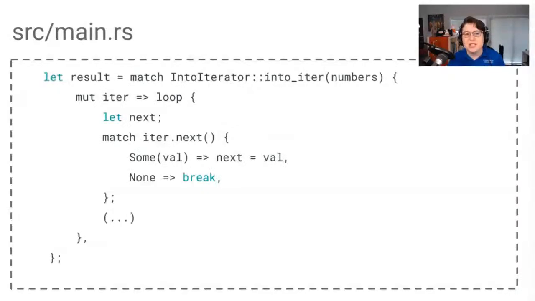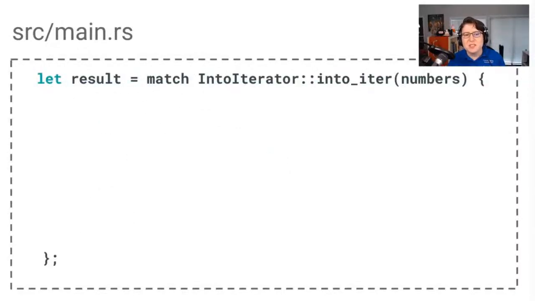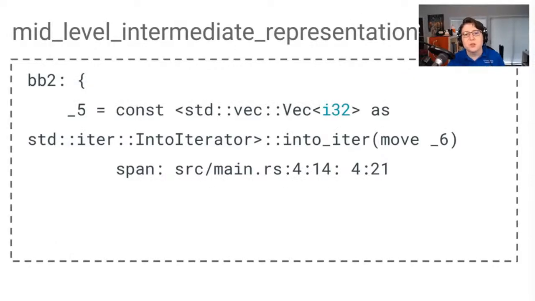Let's go back to our desugared code. And let's zoom in on this match statement, which is assigned to a variable called result. If we looked at the MIR, the mid-level intermediate representation for this piece of code, it would look similar to this. And I have simplified this for the sake of appearing on a slide.